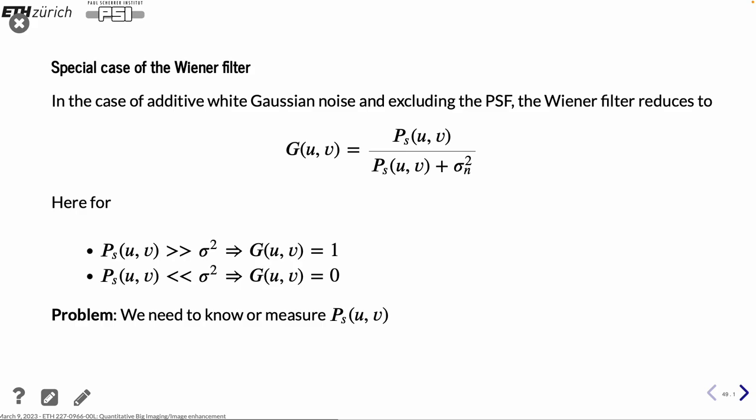So let's look at a very simple implementation. We have Gaussian noise. White Gaussian noise has a constant level for all frequencies. Then we have the power spectrum of the image, and that is now defining our filter kernel. When the power spectrum of the signal is much greater than sigma, then the filter kernel is 1. If it's much less than sigma, then the filter kernel is 0. Now we just need to know the PS.